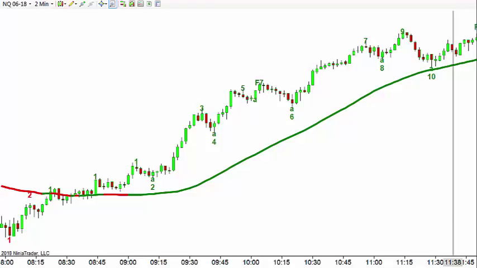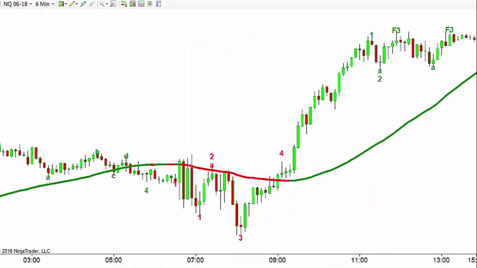Again, remember, this is a 2-minute chart, and I'm going to bring up a 6-minute chart now. So here's our 6-minute chart. And again, here's our time, starting from around 9 to around 11.